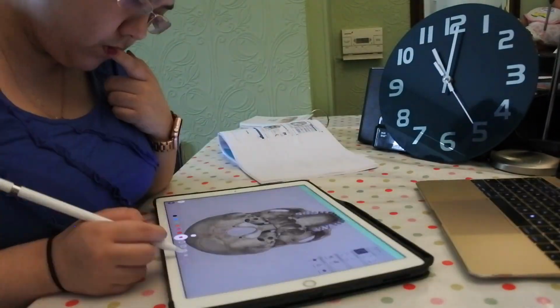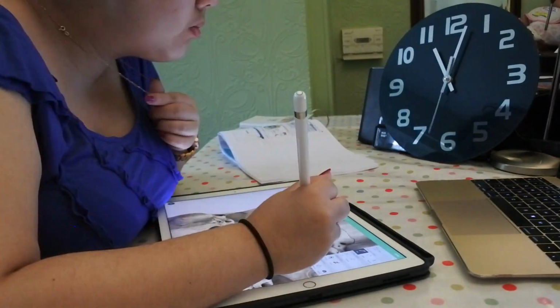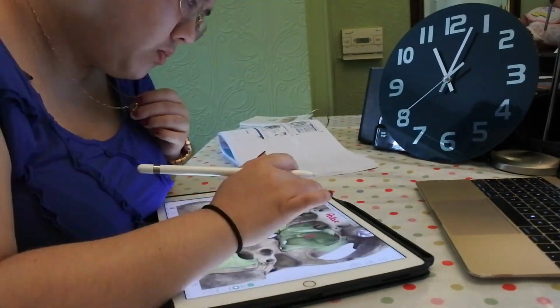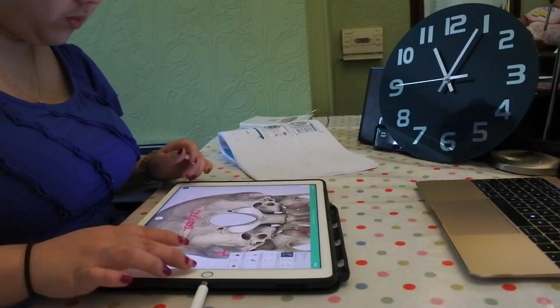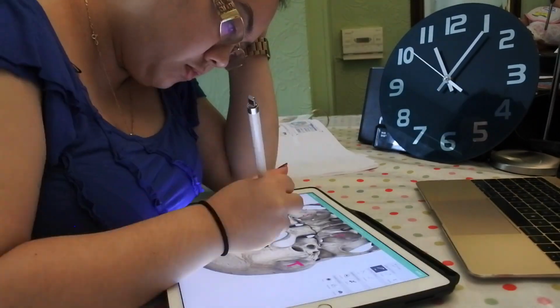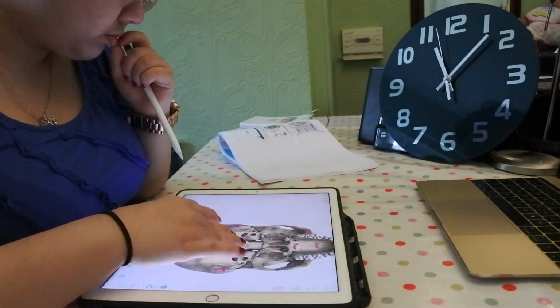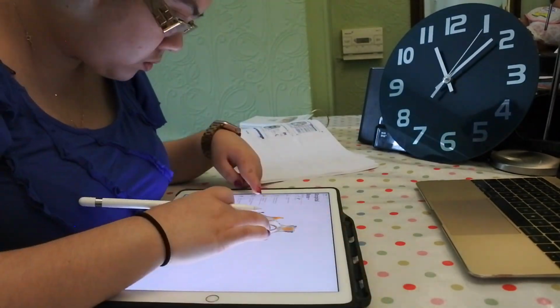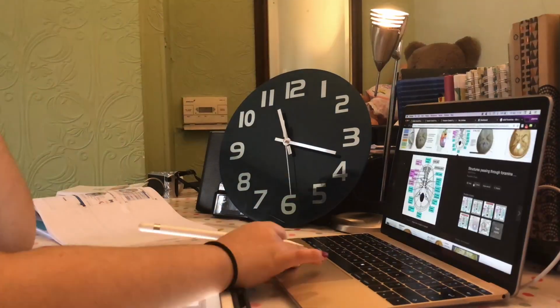So here you might notice that I'm using an app on my iPad. I believe this app is called Complete Anatomy, but basically this is something that I use to really reinforce what I'm learning.